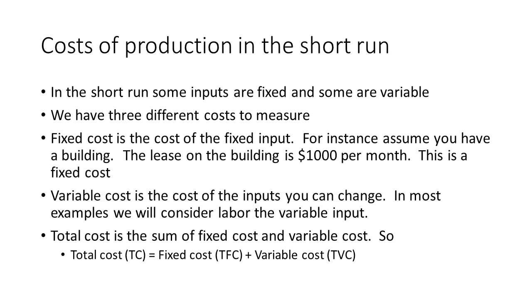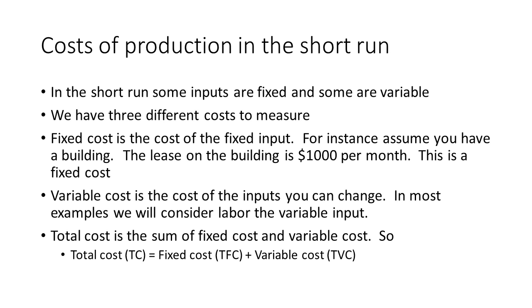And let's say you have a 5-year lease. You can't get out of this for 5 years, or if you do, you're going to have to find somebody to sublet it and pay you that. Variable cost is the cost of the inputs you can change. In most examples, we'll consider labor the variable input. It's one that most companies can change fairly quickly, although there are cases where that's not true. We really won't get into them because that kind of complicates things at the moment.